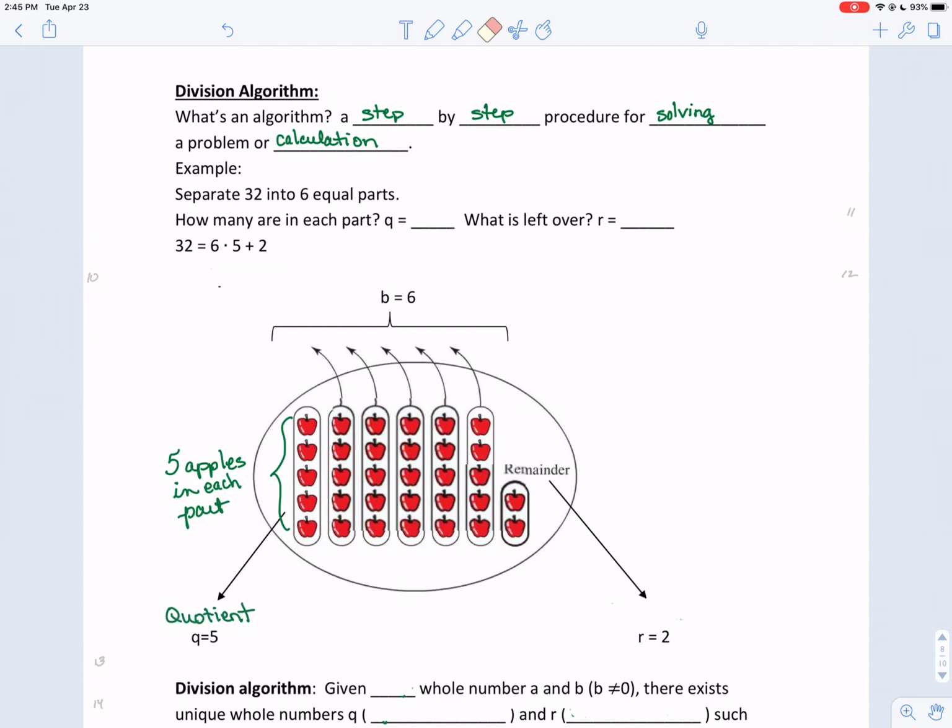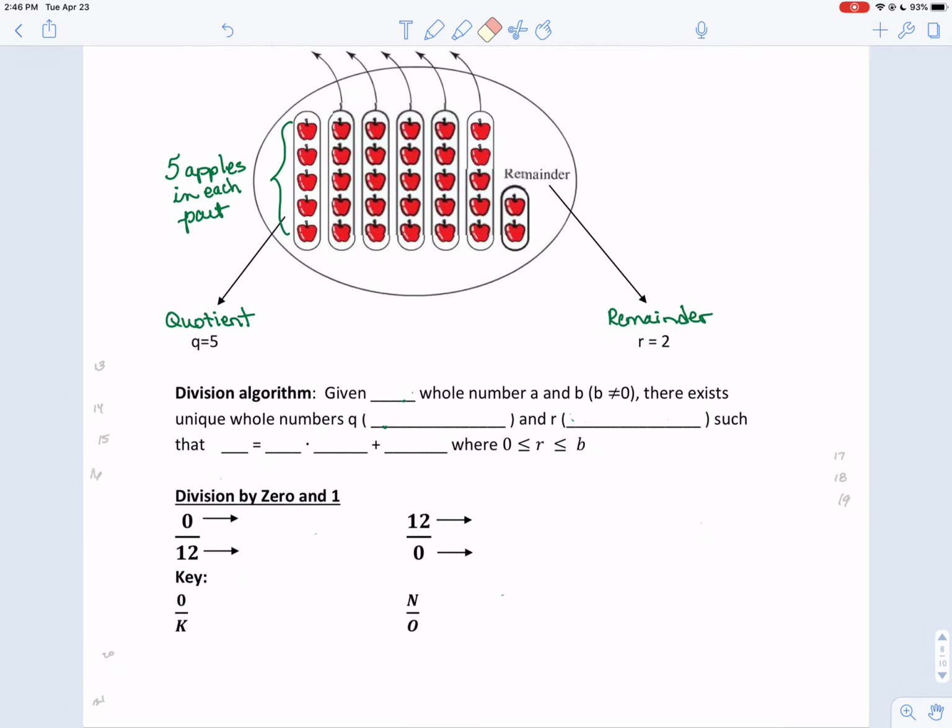So that is called the quotient. So how many are in each part? 5, the quotient. Then what is left over? We have 2 left over, so that is our remainder. And this is how you would work the problem without a picture.